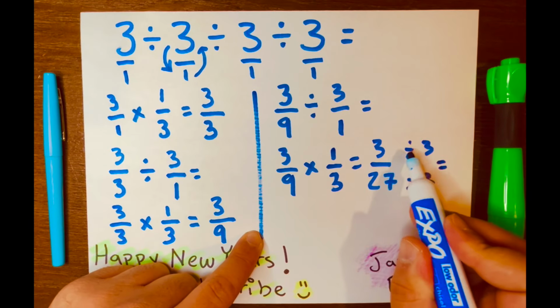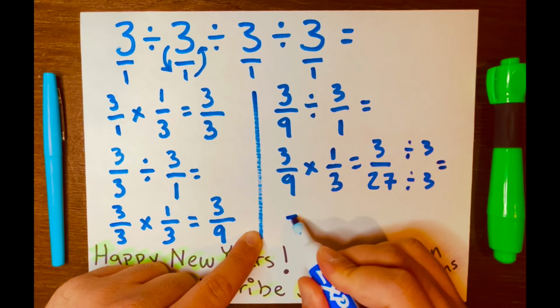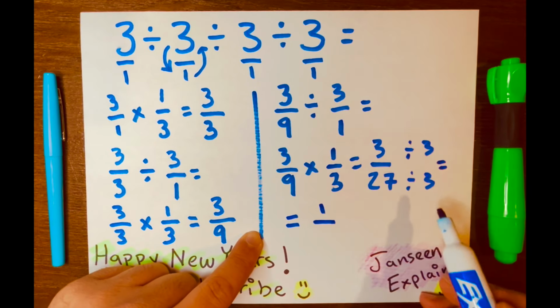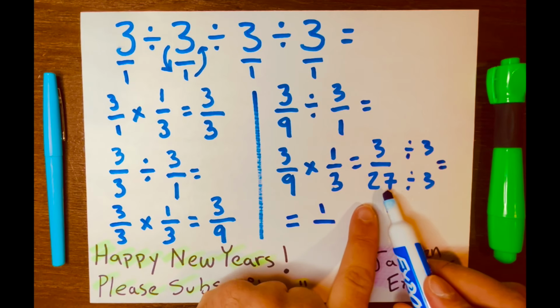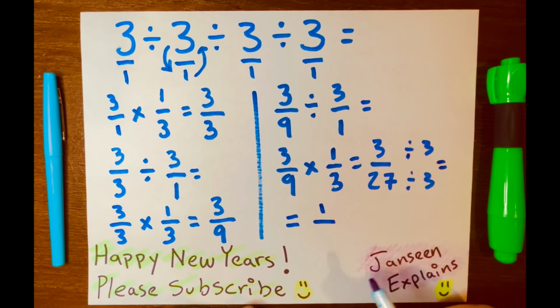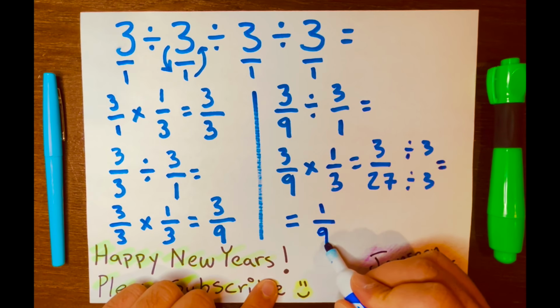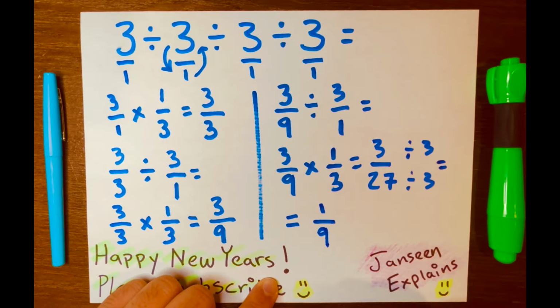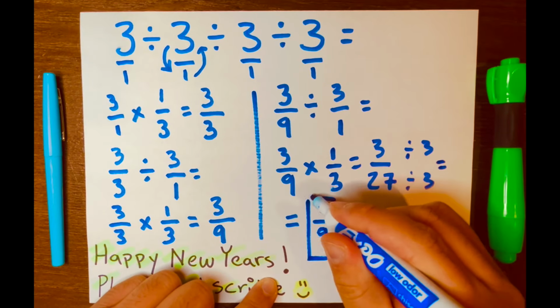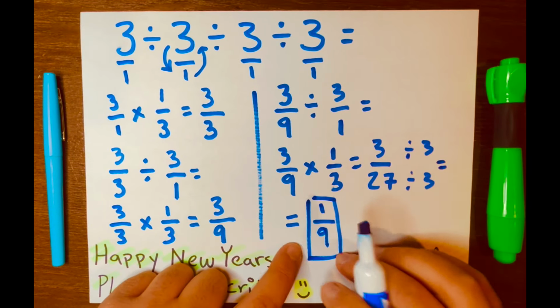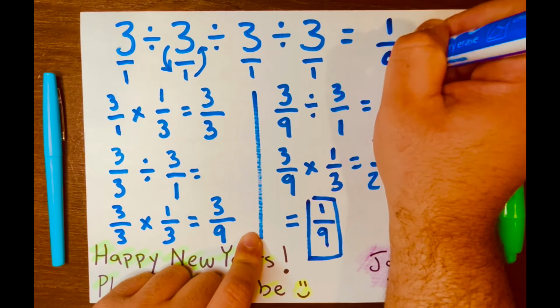So 3 divided by 3 is 1, and 27 divided by 3 is 9. 9 times 3 is 27. So your answer is 1 over 9. And there you go.